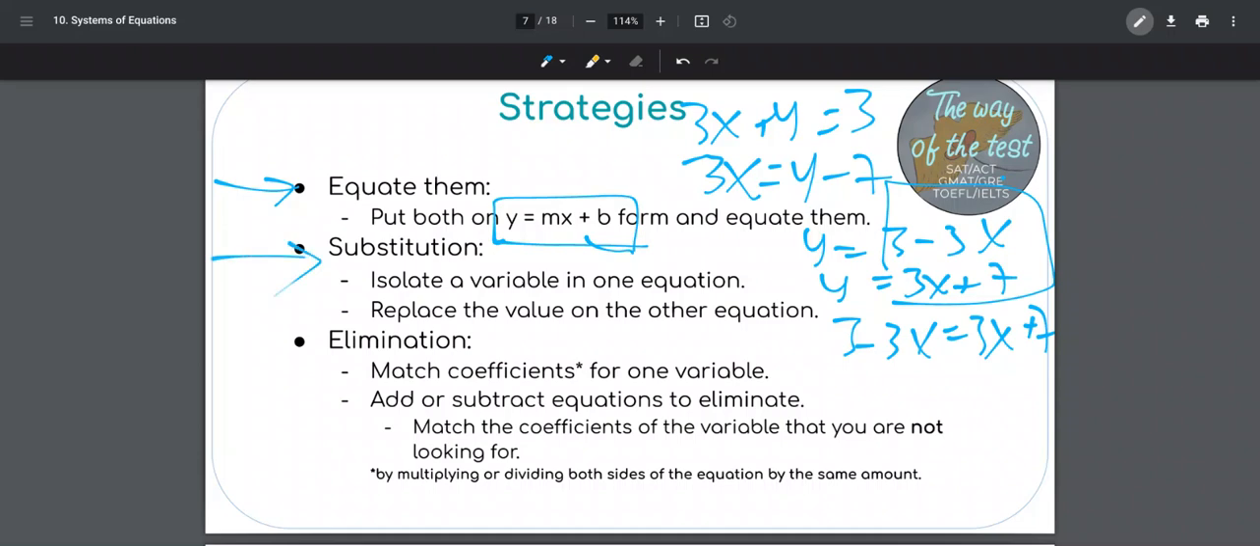What is the second strategy? Substitution. I'm going to isolate a variable and then I'm going to replace the value. So when I have 3x plus y is equal to 3, I'm going to find y in terms of x or x in terms of y, and I'm going to replace it in the second equation. And finally, I do it by elimination. So instead of moving from one side to the other side, I'm going to do it vertically. I'm going to explain the second and third strategies in a moment. I want you to pause the video right now, copy everything, and I'm going to explain substitution and elimination.